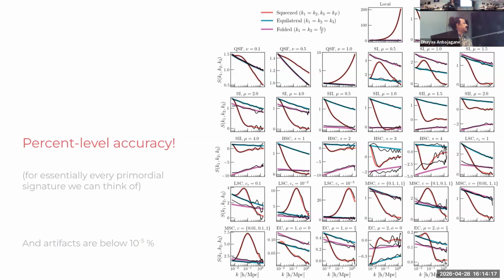So we're able to do percent level accuracy. This is a number of different models. One of the things that makes this quite challenging, and so I'm presenting this as if we get the answer, but this took me about 3 years of my PhD.